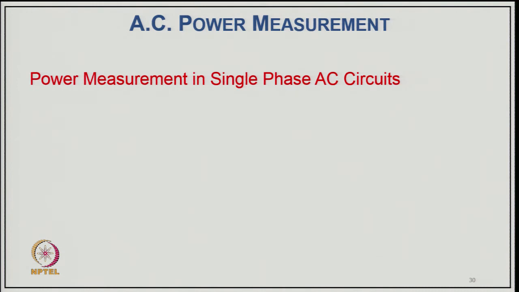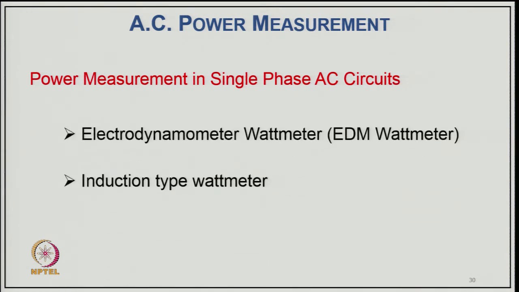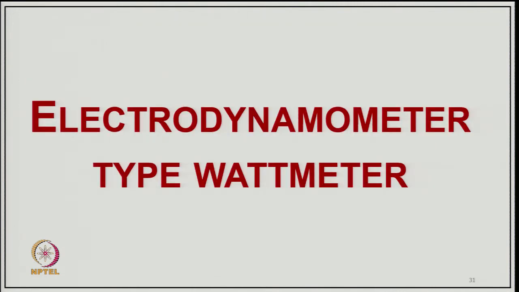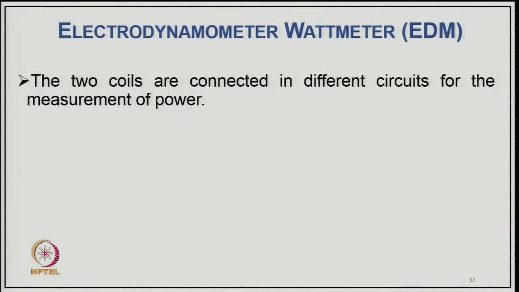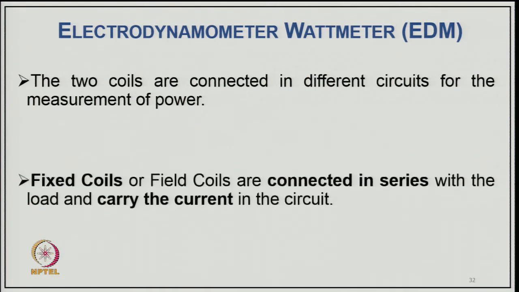So, coming first to single phase AC power measurement, power measurement in a single phase AC circuit uses an electrodynamic wattmeter, that is the EDM wattmeter, or an induction type wattmeter. Coming first to the electrodynamic type of wattmeter, which is quite popularly used, there are 2 coils connected in different circuits for the measurement of power.